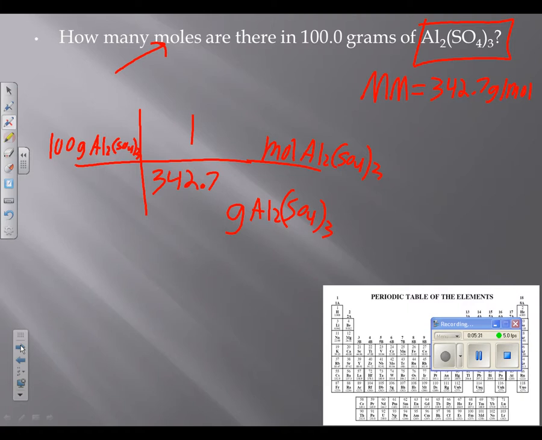100 times 1 divided by 342.7. That will give you 0.29 moles of aluminum sulfate. There you go, that's your answer. We could have put 2 more zeros there to have the significant figures factored in.